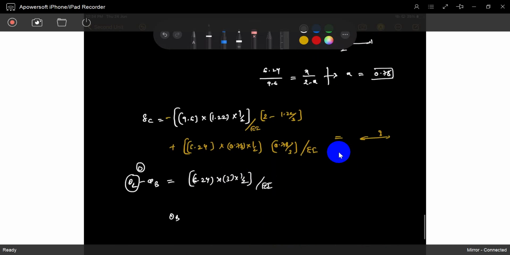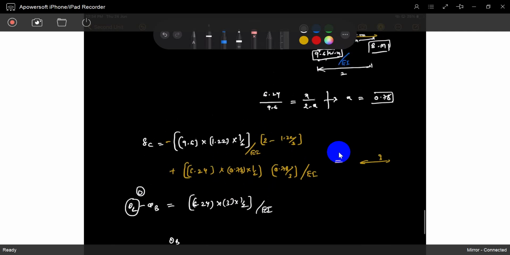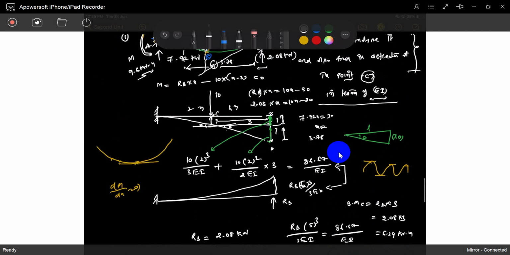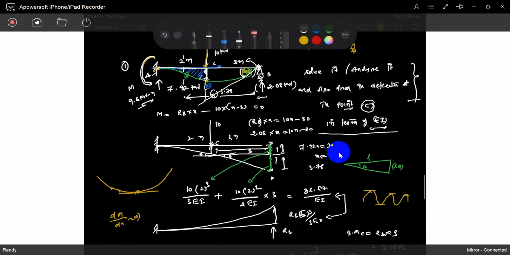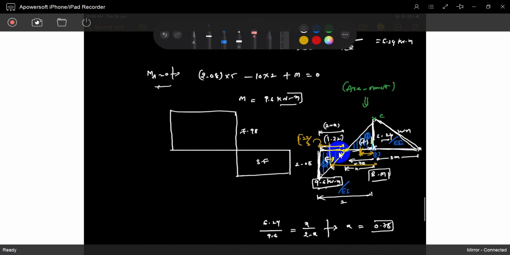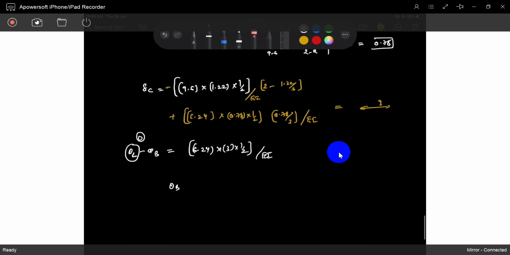So no need to find out the negative sign or positive sign. Negative means one side, or opposite. This is anti-clockwise, na? Theta B comes anti-clockwise, so that will give a negative sign. No need to figure it out. So that's it. Theta B is, so that is the value.